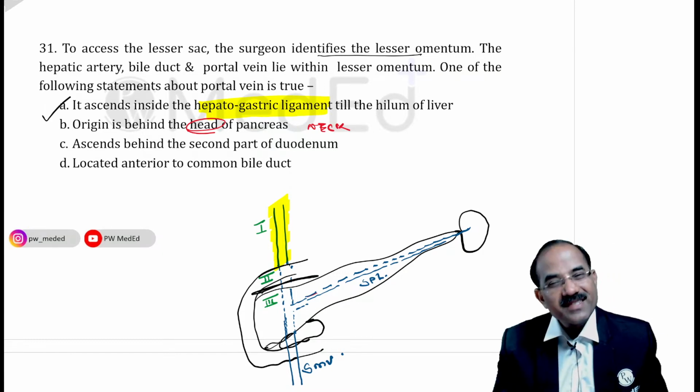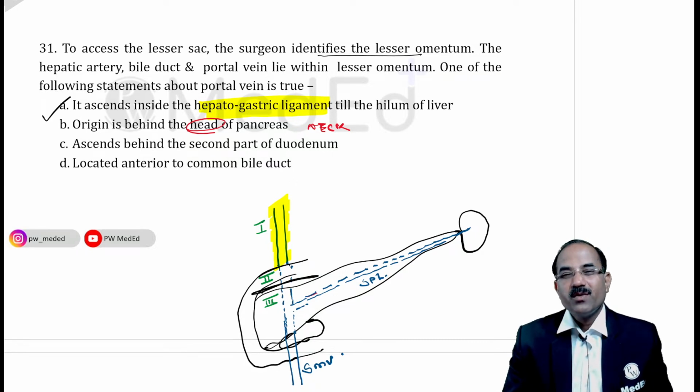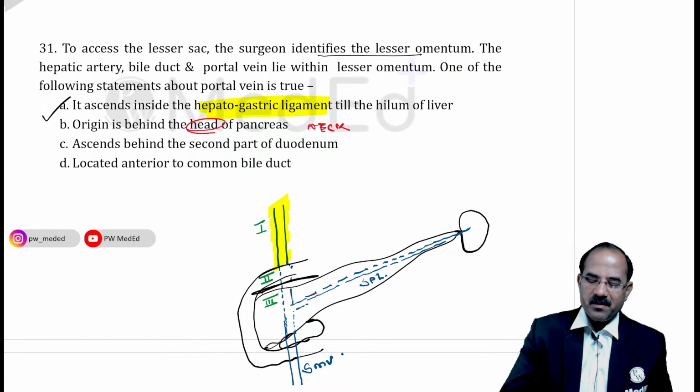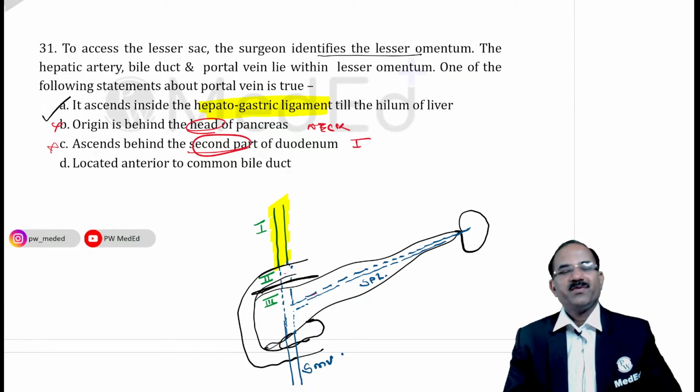It ascends behind the second part of duodenum. Is it correct? The portal vein goes behind the first part of duodenum. Students, first part, not the second part. Look, this is the first part of duodenum. So it ascends behind the second part is wrong. It's the first part of duodenum.